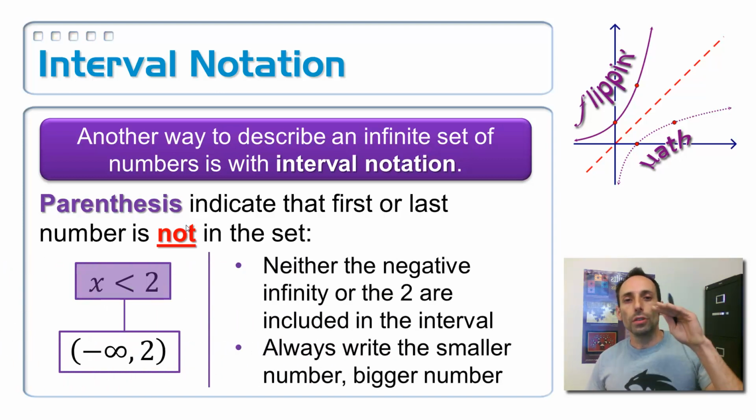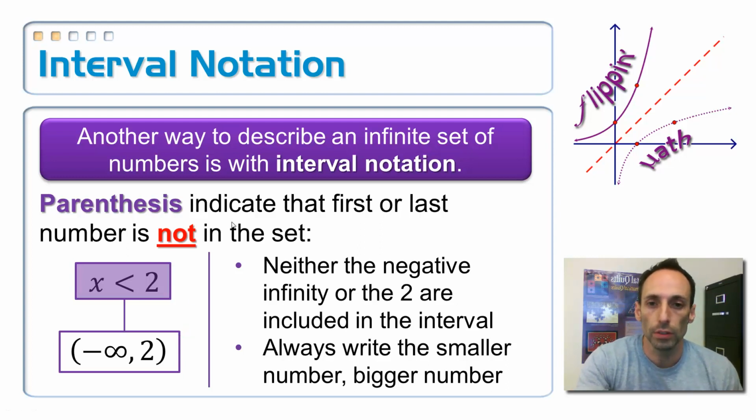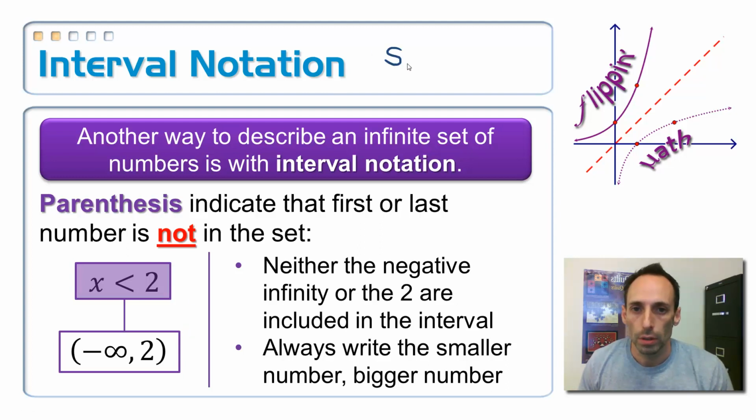So neither negative infinity nor positive infinity will ever have a bracket. They'll always have a parenthesis, so they're never part of this set. And always remember that the order you write this in is small number, comma, big number. So always like that: small, comma, big. Set builder, small, comma, big. That's weird. Just made that connection.